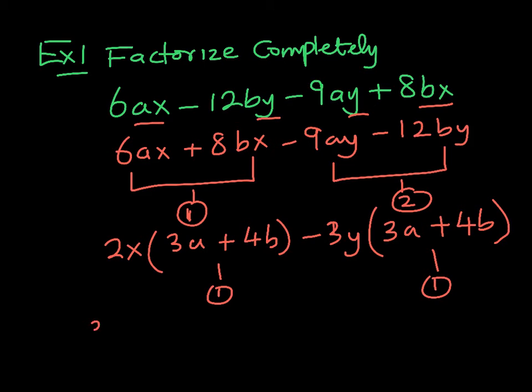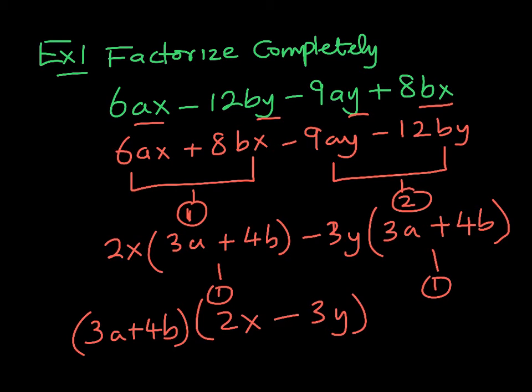So 3a plus 4b, into what is left over, which is 2x. And if you take 3a plus 4b from the other side of the negative sign, what is left over is 3y. So now we have succeeded in factorizing completely. 6ax minus 12by minus 9ay plus 8bx equals 3a plus 4b into 2x minus 3y.